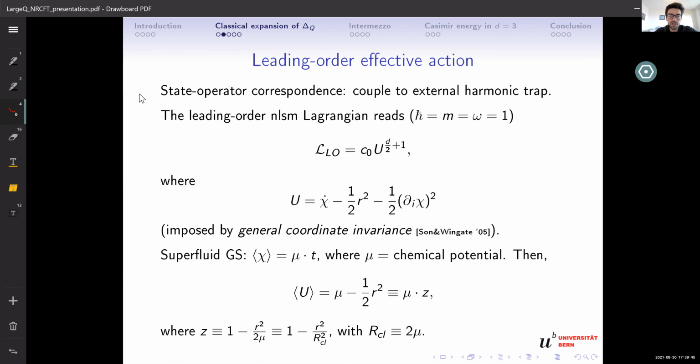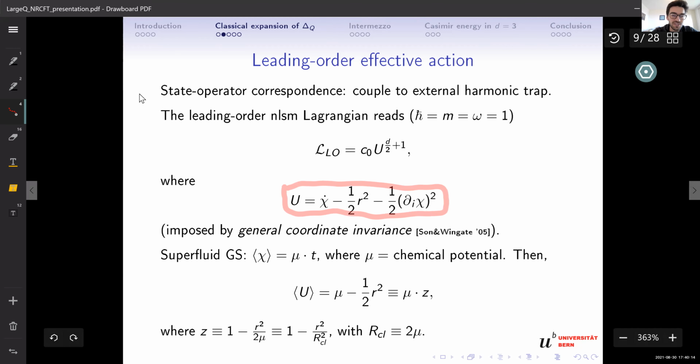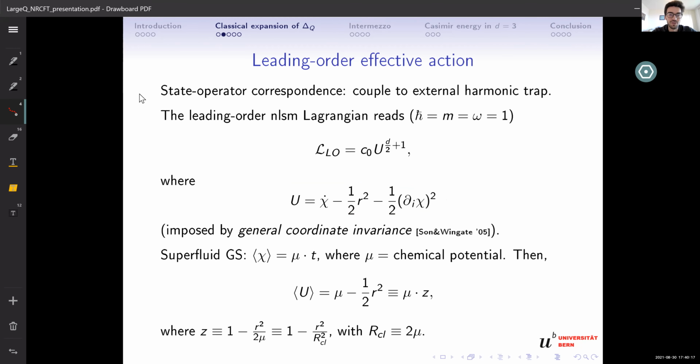And the way to implement that is to consider the harmonic trap as sort of a gauge field that couples to the time derivative. You can see that from the coset construction, if you like. Otherwise, you can also argue from the general coordinate invariance that Son and Wingate developed a couple of years ago. And what you have to bear in mind is that the building block takes the following form, right? Of course, in the non-relativistic case, you have to have only one time derivative and two spatial derivatives. So that's why it takes the following form, right?